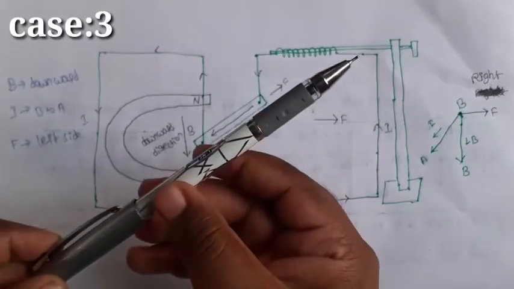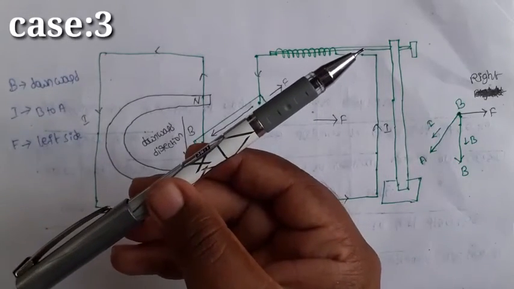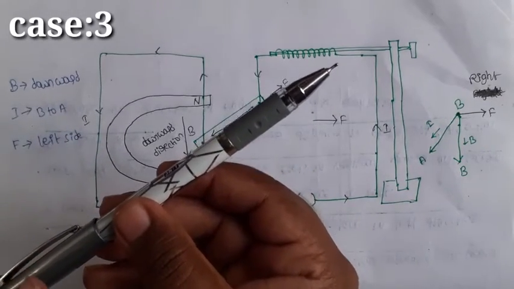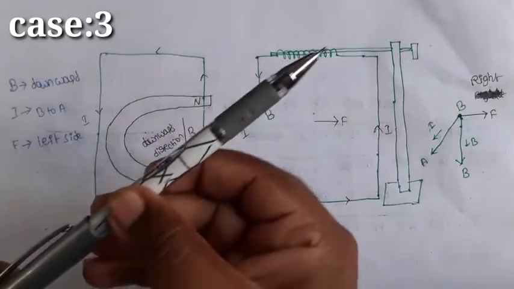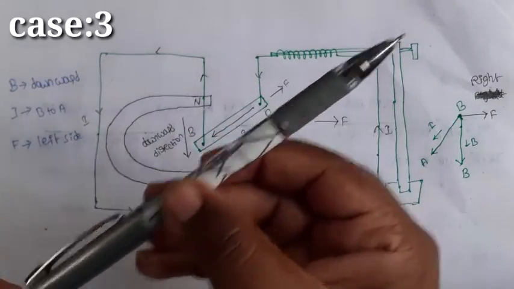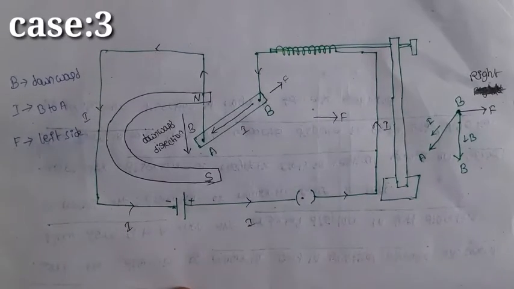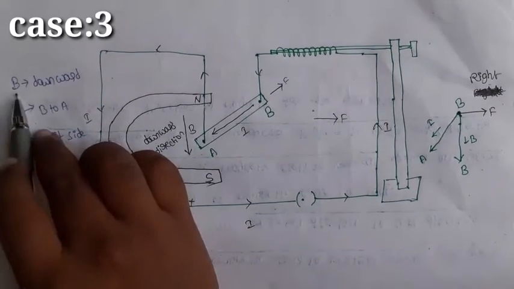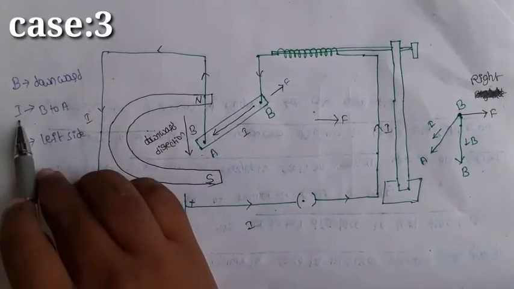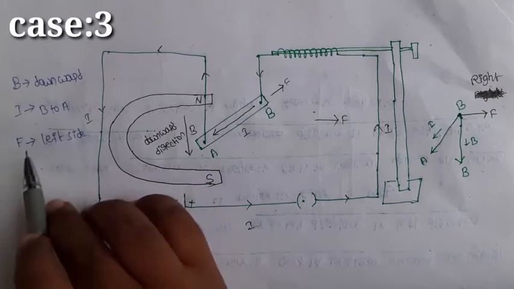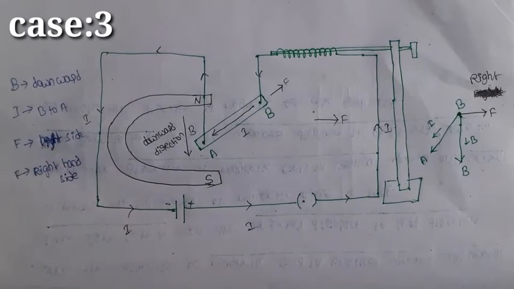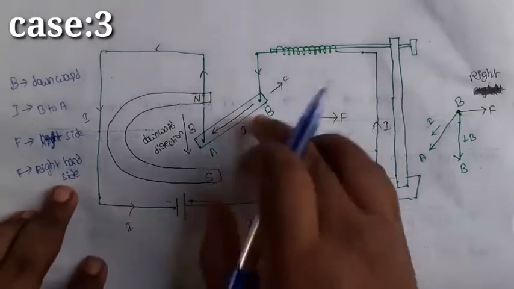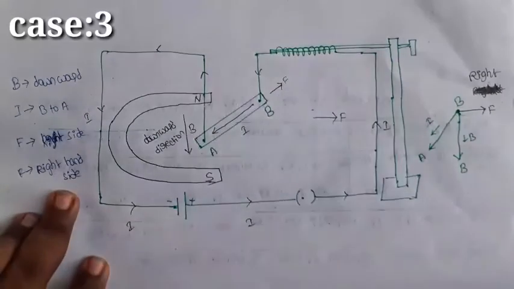So for example, this is a conductor. When the magnetic force is acting on this conductor, in this case the conductor is moving in this direction, the right hand direction. So here the magnetic field is in the downward direction, the current is B to A, so the force is acting towards the right side. So this conductor is moving in this direction.